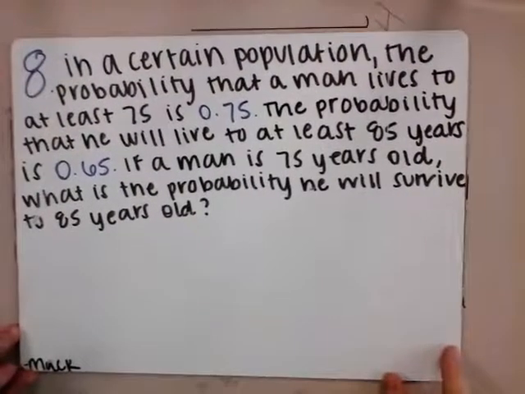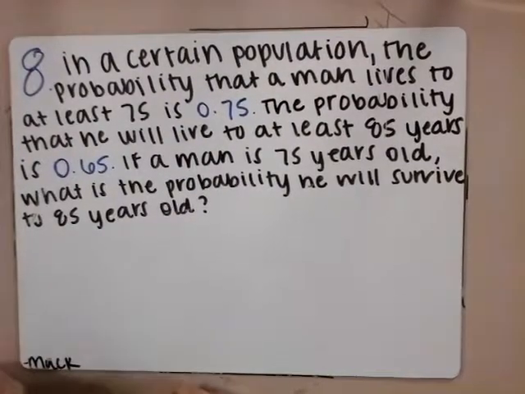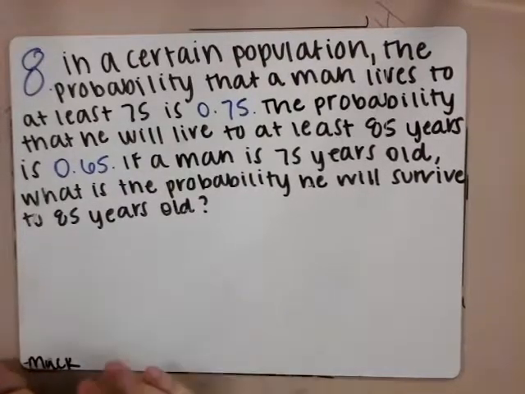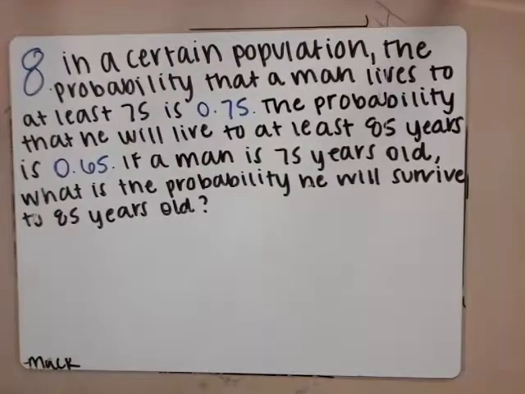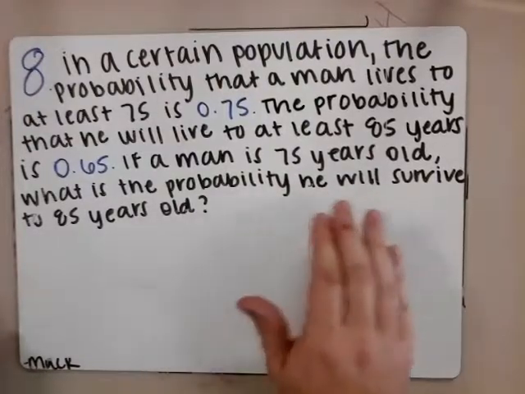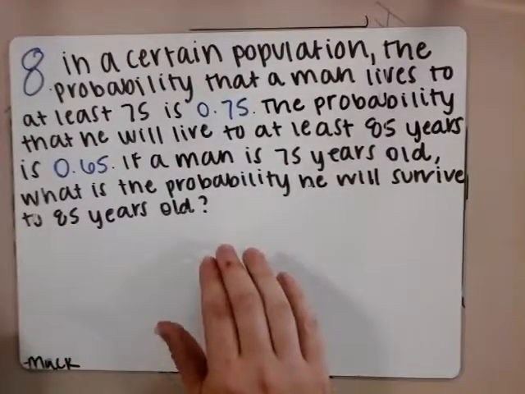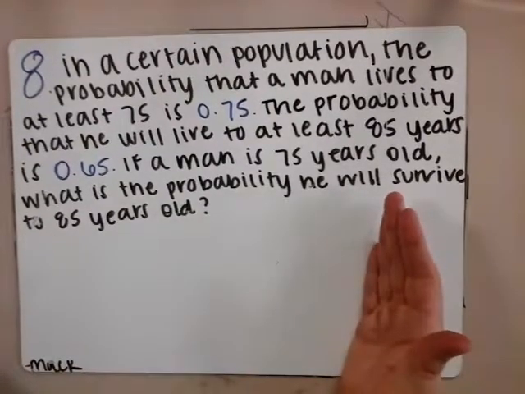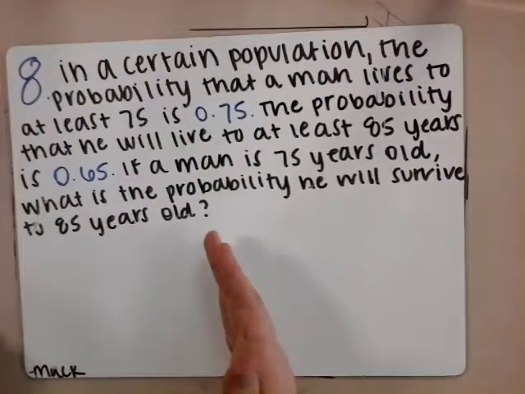Okay, next. Okay, last one. In a certain population, the probability that a man lives to at least 75 is 0.75. The probability that he will live to at least 85 years is 0.65. What is the probability that a man is 75 years old, and what is the probability he will survive to 85 years old? Okay, this one's not as clear, but understand that if you get to 85 years old, you were once 75 years old. So they're one and the same.